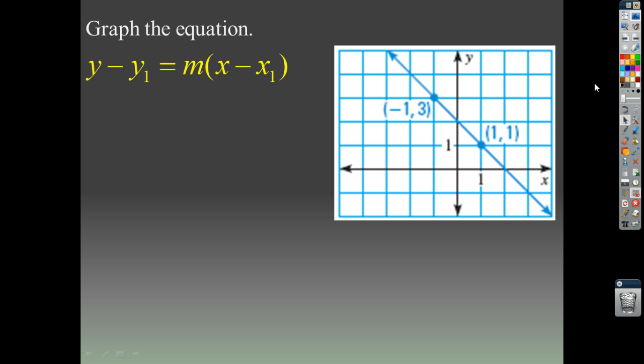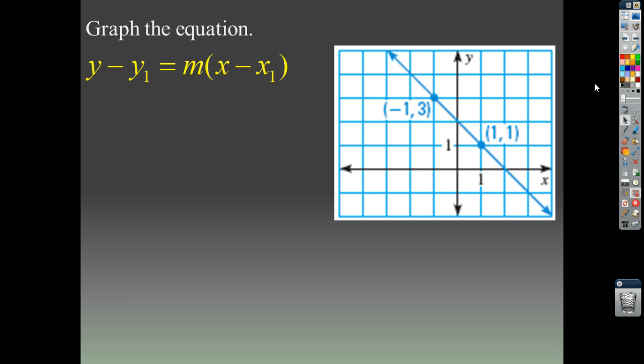Okay, why don't you try to not graph the equation. You should, from the graph, write what you think the equation of this line is, and put it in point slope form. Okay, go ahead.